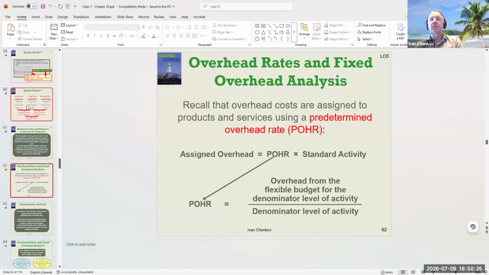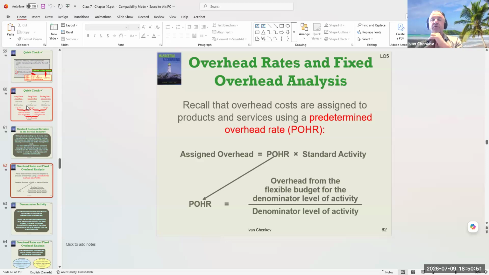Now let's see what we're going to do with the fixed overhead. Don't forget the manufacturing overhead has two components, and we break it by two, the variable portion and the fixed portion. But all together, they're representing our manufacturing overhead. So the question is how we come up with the manufacturing overhead.